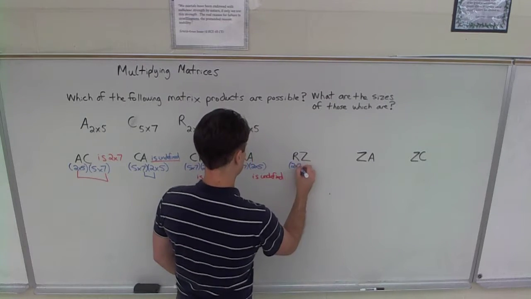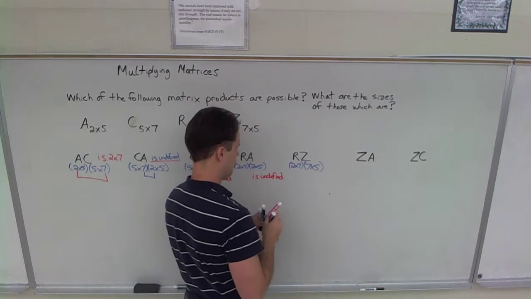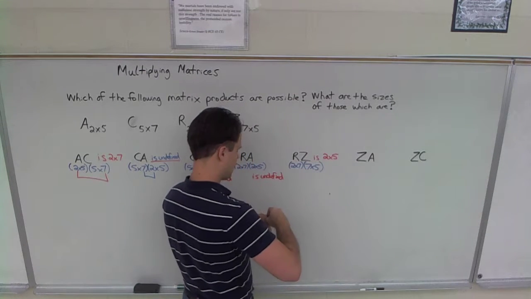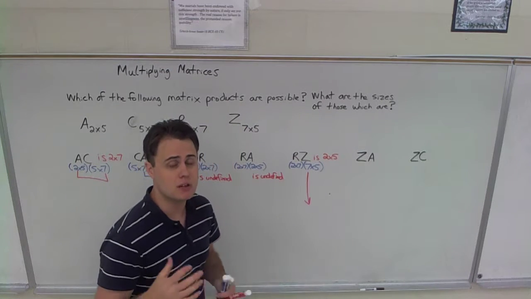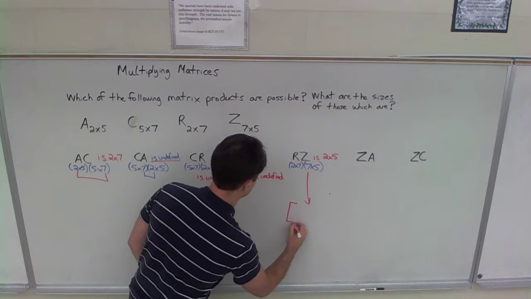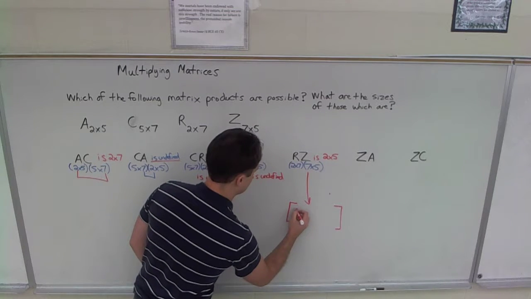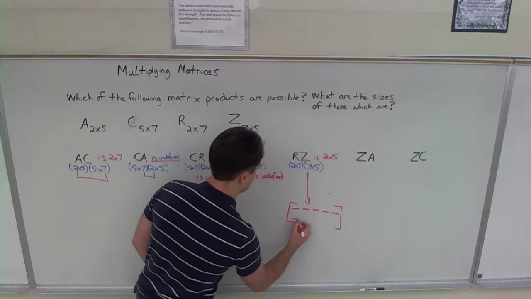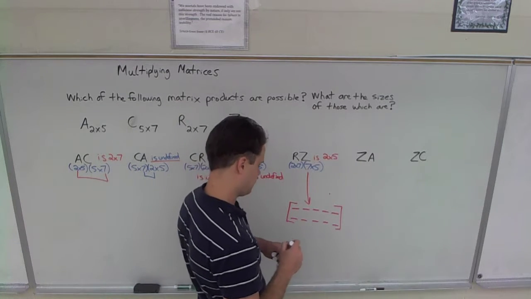Here's RZ. They match, so that one is going to be a 2 by 5. And just to get us going for when we actually multiply next, 2 by 5, what's that mean? It means 2 rows, 5 columns. So if you were to actually perform this multiplication and you knew what was in R and what was in Z, you'd go 2 rows by 5 columns and you'd have 10 entries, 10 blanks to fill in. 1, 2, 3, 4, 5, 6, 7, 8, 9, 10. And then you'd go about filling that in. We'll see that in a second.